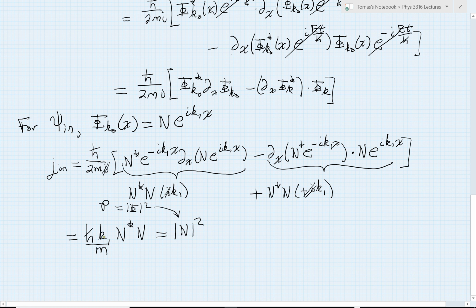The second factor, h bar k1 over m, also has a very nice interpretation, because h bar k1 is just my momentum, and momentum divided by mass gives me my velocity. So this result, the formal formula for the incoming current, I could have gotten much more quickly by simply taking the product of the probability density times the velocity of the incoming particle.